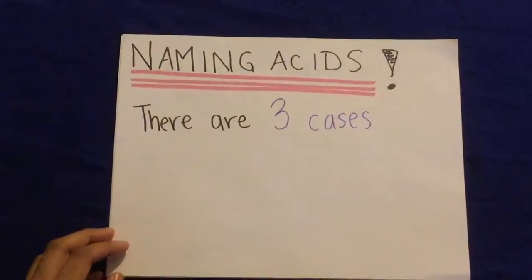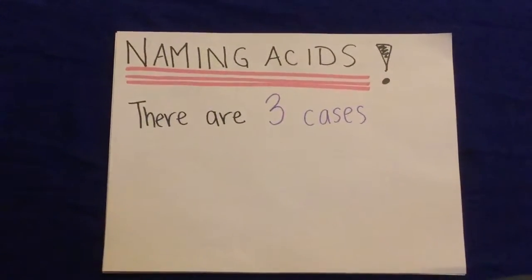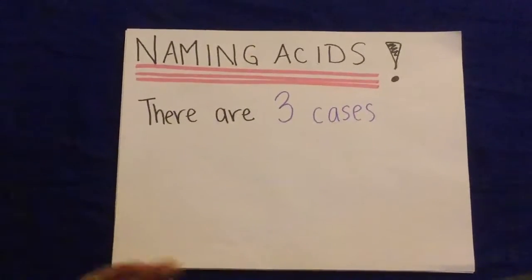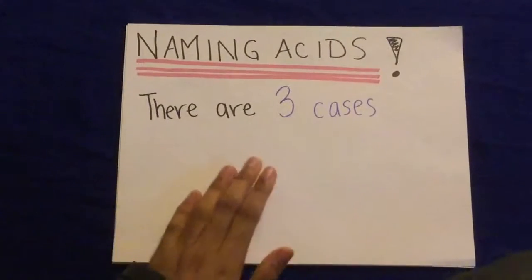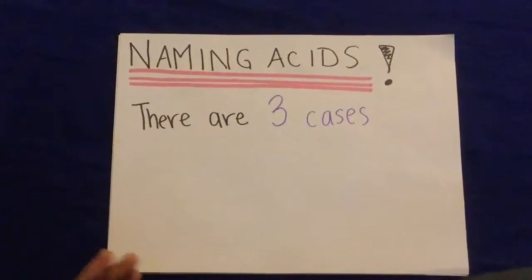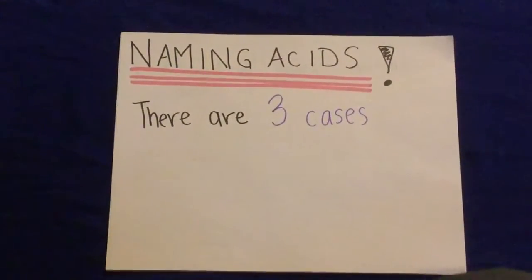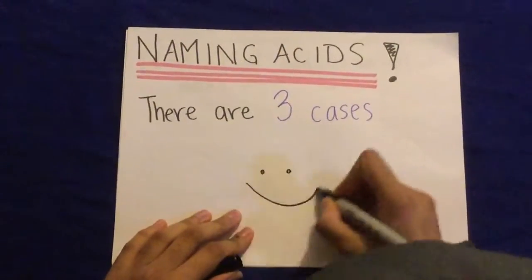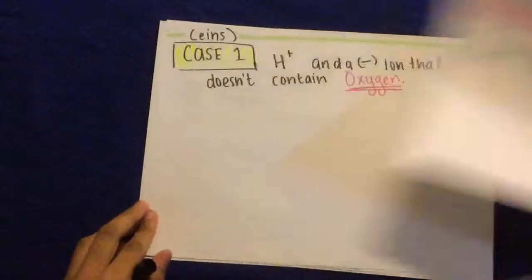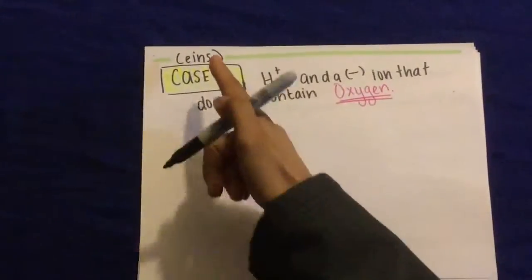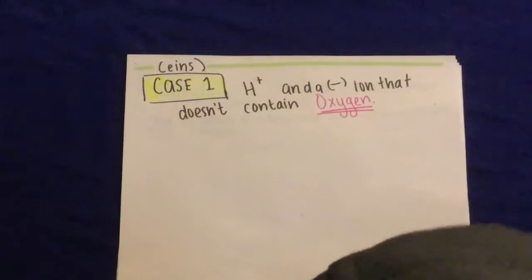Now, let's go. Naming acids. Now, I want you guys to be very excited before we start this, because it is actually fun once you get the grasp of it. Naming acids. There are 3 separate cases of naming acids that we are going to visit in this video. And I'm going to draw a smiley face to hopefully make your mood better. Case number 1, eins, which is one in German. Why not? You're learning 2 things at once.